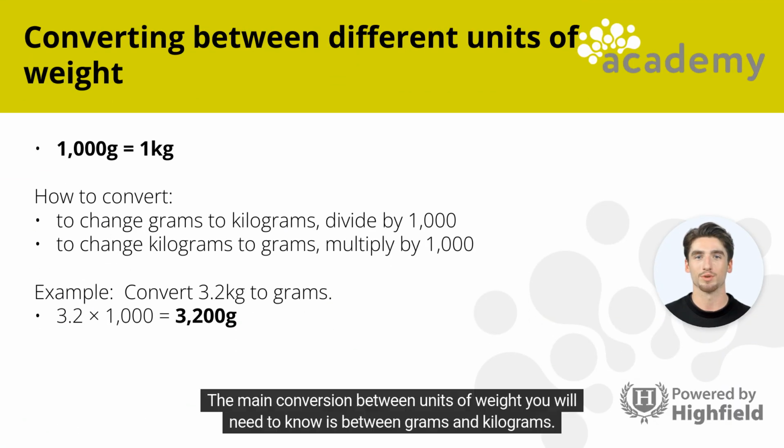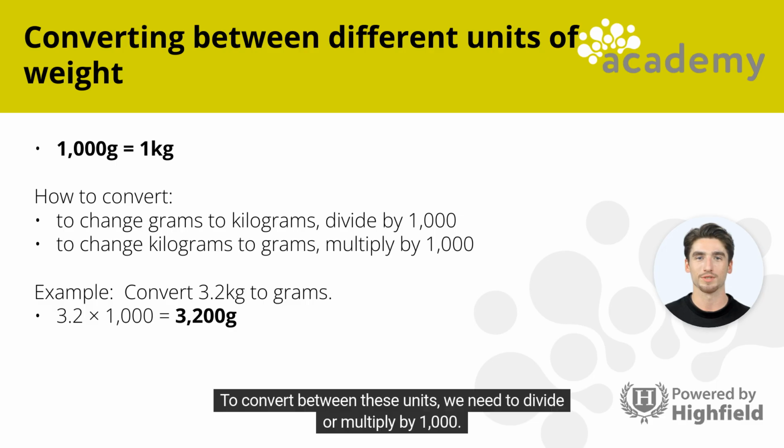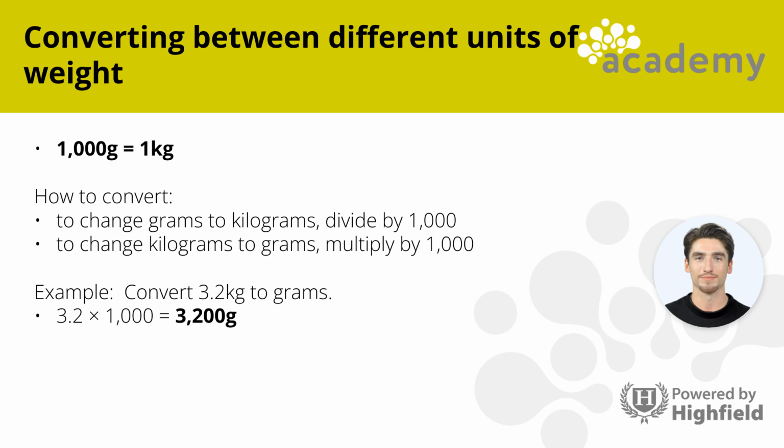The main conversion between units of weight you'll need to know is between grams and kilograms. 1,000 grams equals 1 kilogram. To convert between these units, we need to divide or multiply by 1,000.